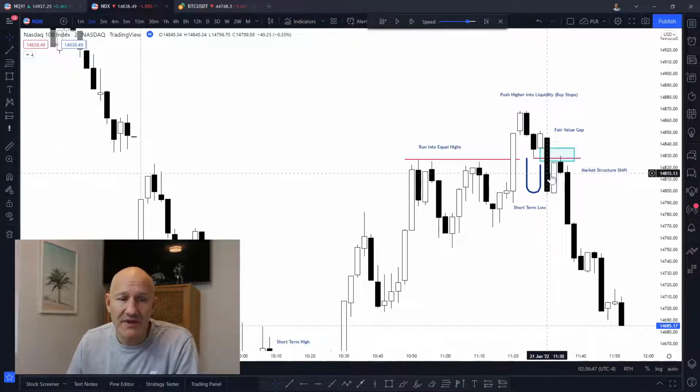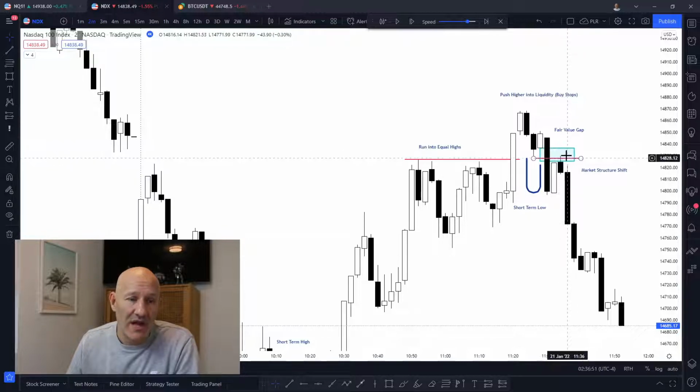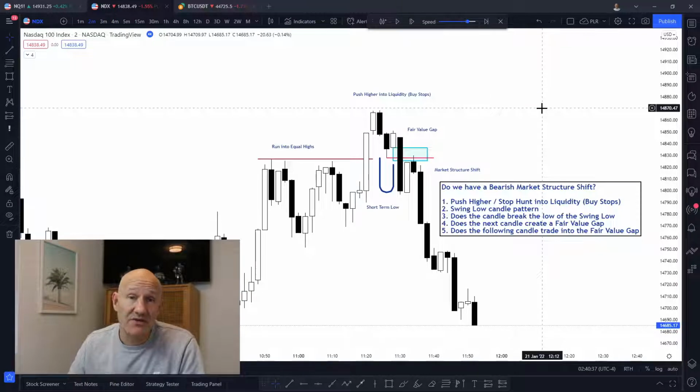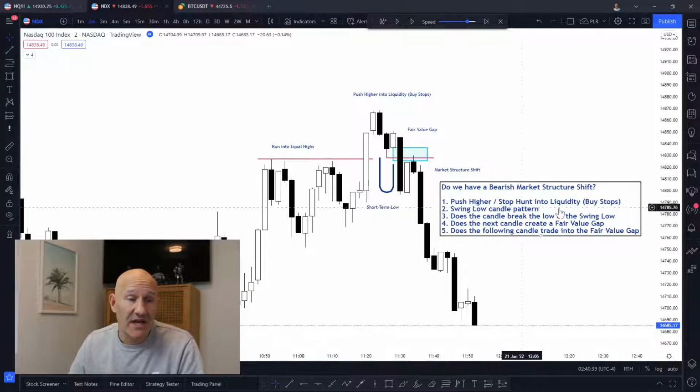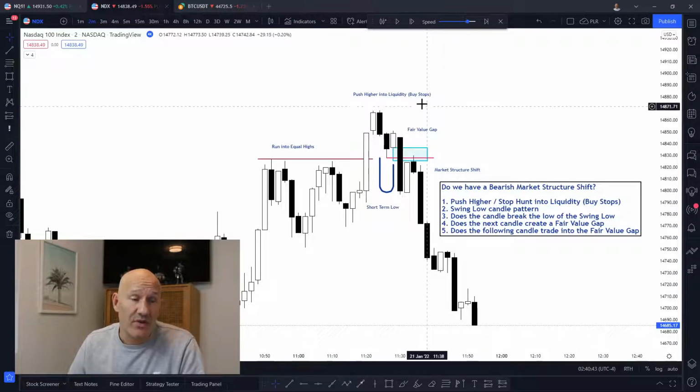The next candle afterwards trades back up into that fair value gap, where we're able to get set short before the market trades lower. So do we have a bearish market structure shift? I've created a checklist, just as before, to go through to make sure that the setup that we're entering into does have a bearish market structure shift so we can catch that down move.